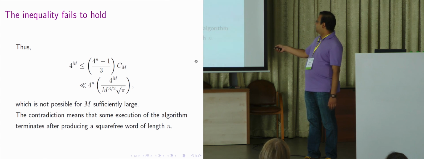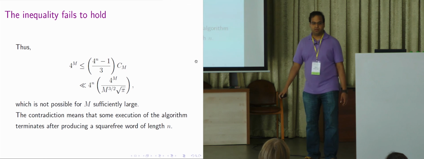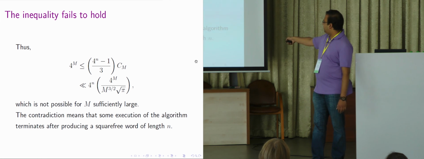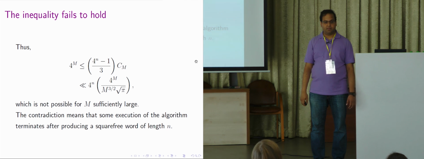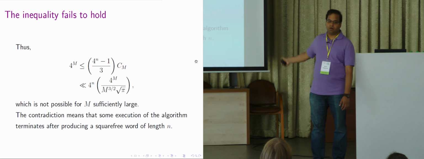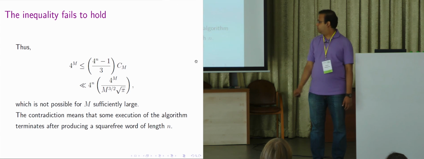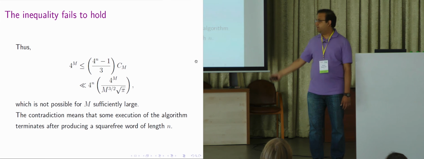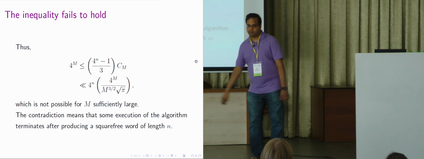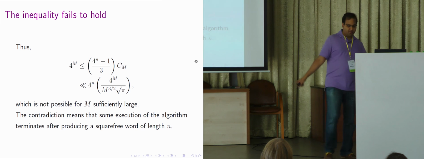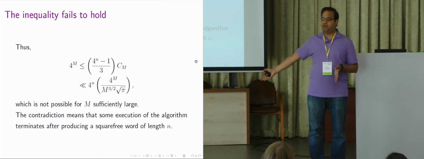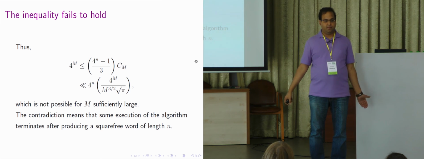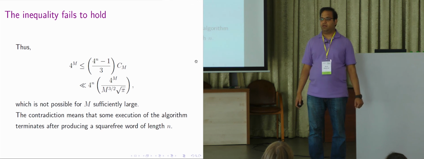And so now we simply observe that in fact this inequality cannot hold. Because I've got 4 to the m here, and then I've got 4 to the m here, but then I've got this m to the 3/2 in the bottom there. So this inequality cannot hold for m sufficiently large. So I get a contradiction. So in fact, if I choose m sufficiently large, if I let the algorithm run for long enough, with positive probability, the algorithm produces a square free word of length n.